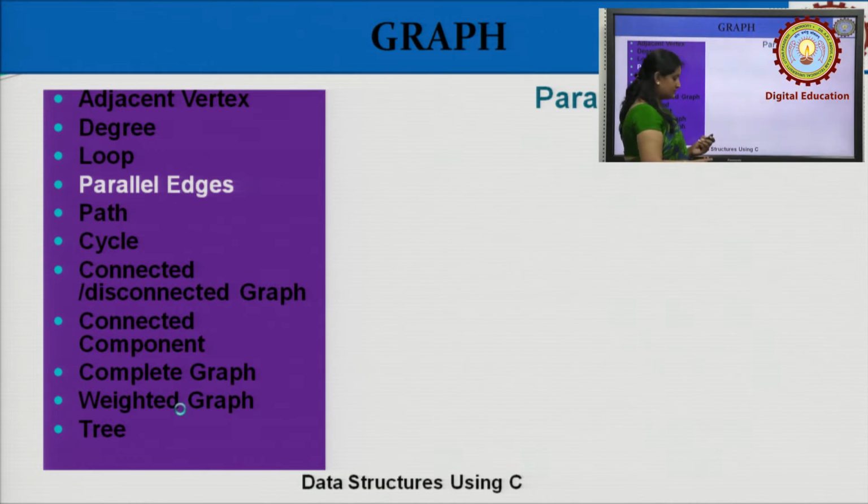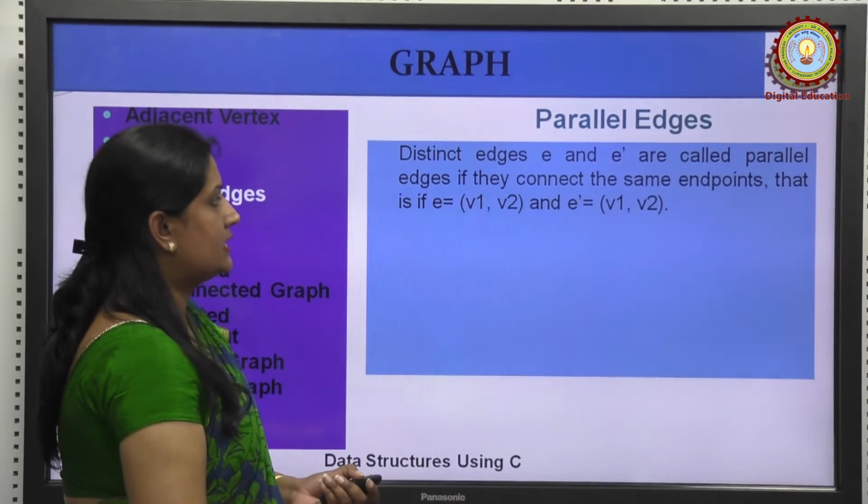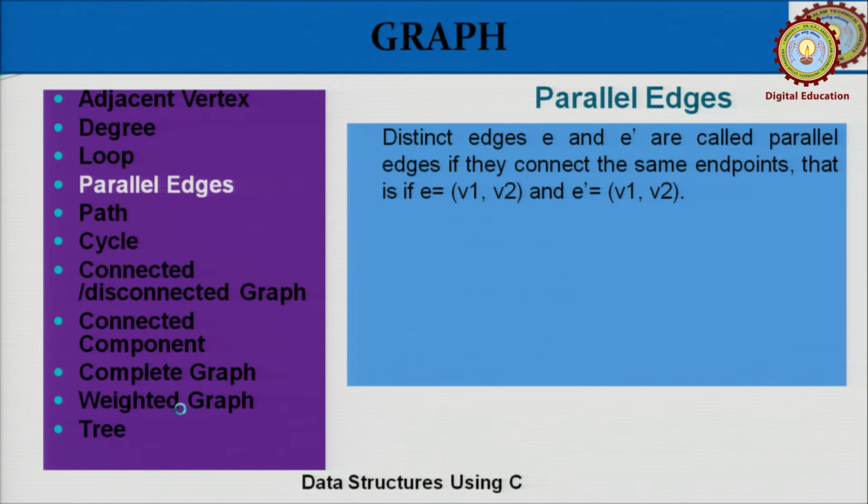Next, parallel edges. Distinct edges E and E dash are called parallel edges if they connect the same endpoints.